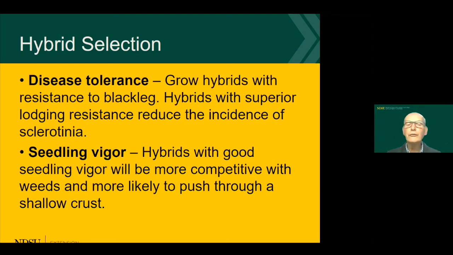Disease tolerance: we need to have varieties and hybrids that are resistant to blackleg, and as we are looking to the future, also to clubroot. And then there is a difference in seedling vigor, and hybrids with good vigor are more competitive.